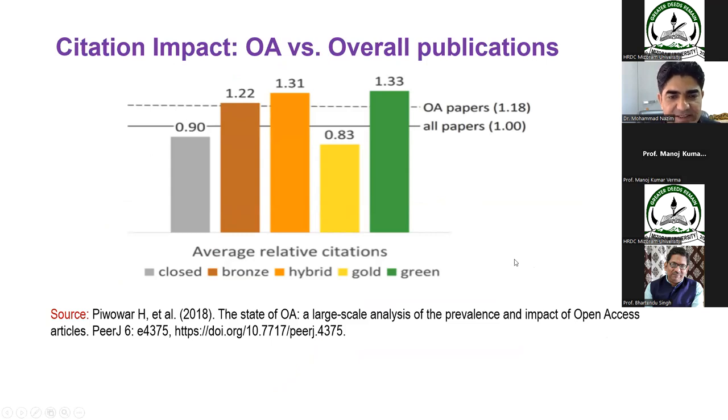This is another recent study on the citation impact of OA or overall publications. This is the ratio: for all papers, the average citation rate is 1, and for OA papers it is 1.18. So this is a large sample. This is clear cut: 0.18 is the citation advantage to open access publication. However, the overall citation rate is 1, but the citation impact of open access papers is 1.18. So this is a recent study which clearly indicated that there is a citation advantage to open access publications.